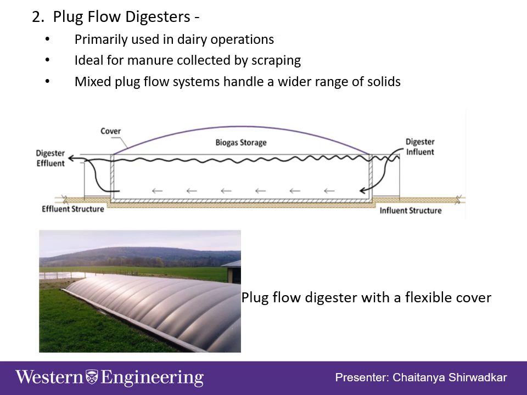A cross-sectional view of the digester is provided in the diagram, showing the internal structure. The biogas produced during the digestion process is collected under the flexible cover and stored in a biogas storage area. We can see a small image at the bottom which showcases a real-world example of a plug flow digester with a flexible cover.